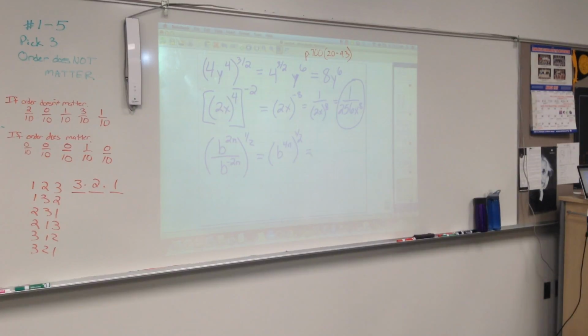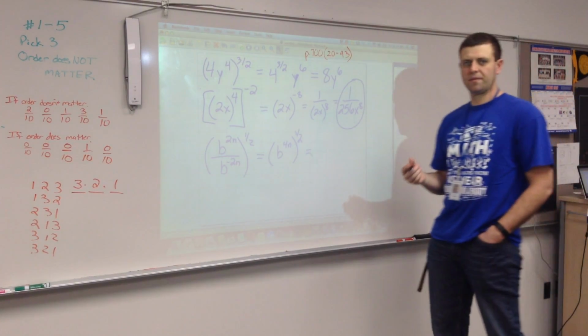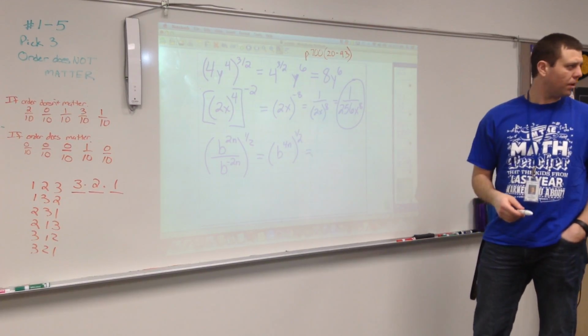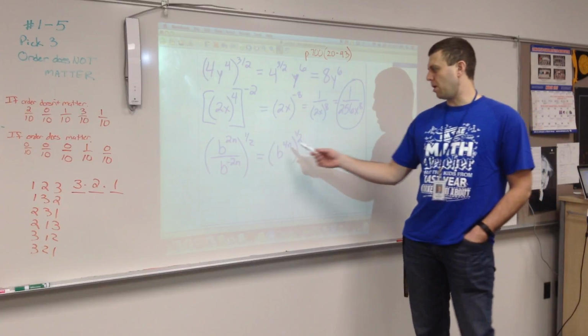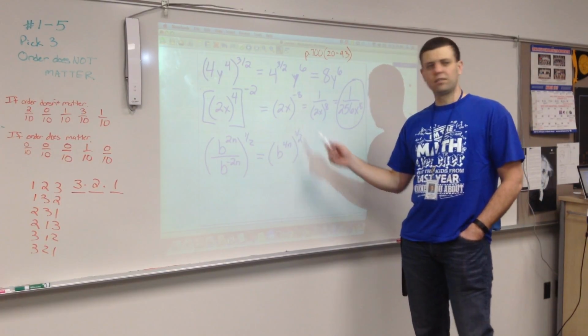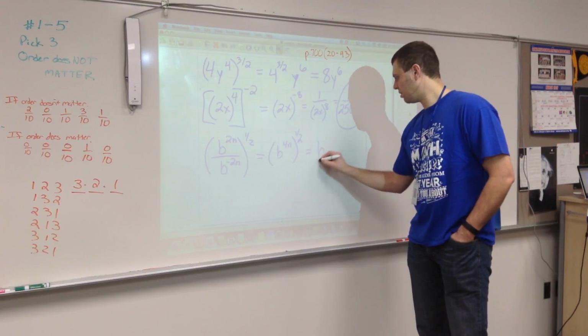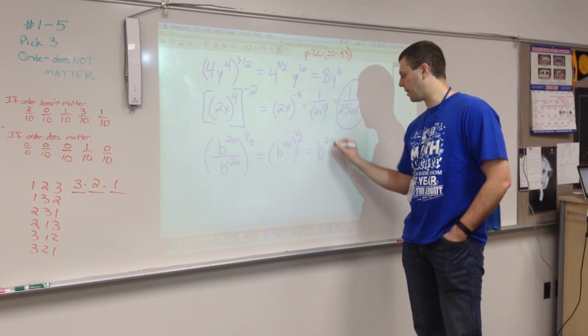Now I don't need to raise both the top and the bottom to that 1/2 power because I was able to simplify it. When I raise a power to a power, what do I do with exponents? I multiply, so 4n times 1/2 is 2n, so final answer, b to the 2n power.